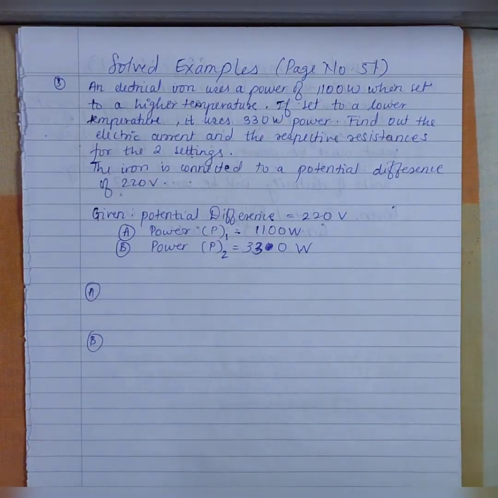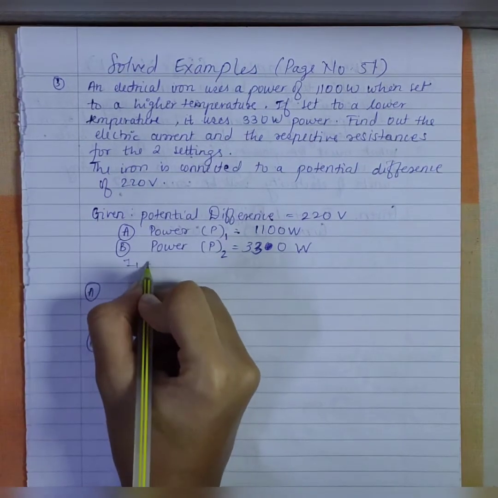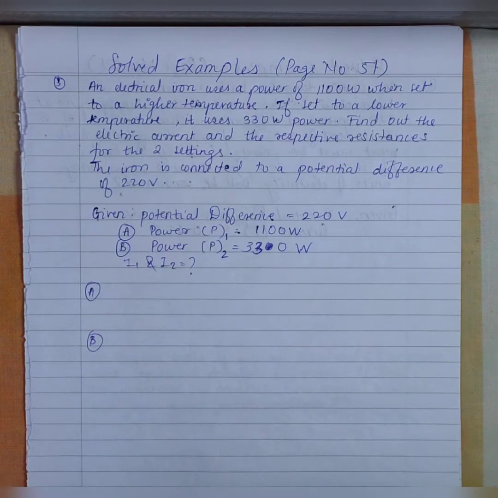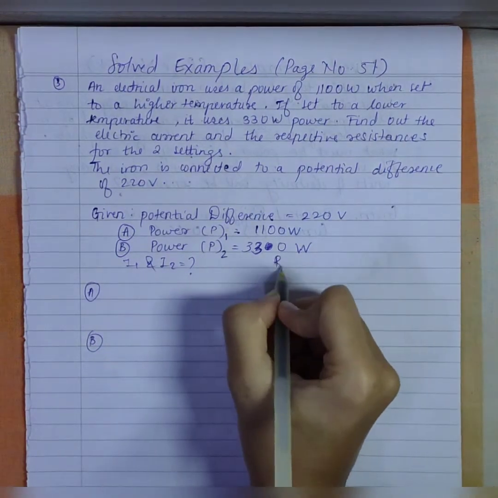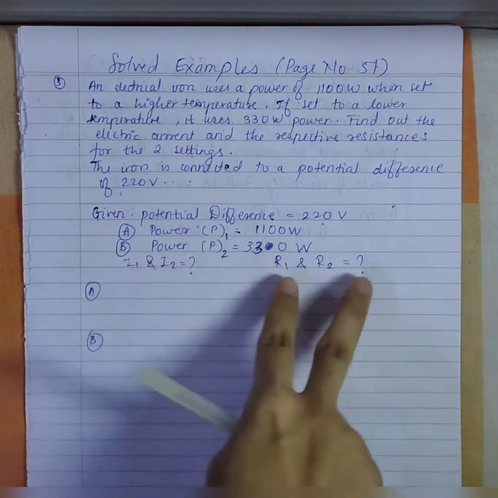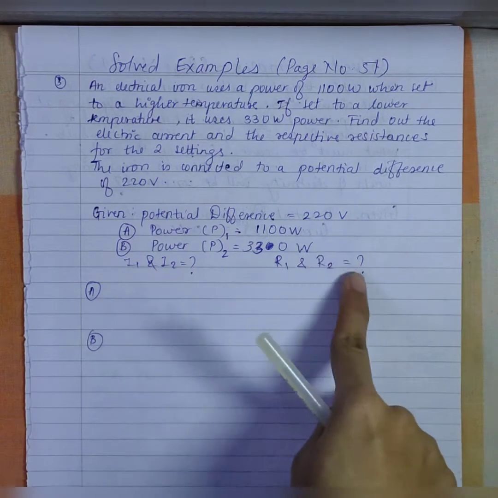What have they asked you to find? Find out the electric current, that is I1 and I2 is equal to what? Also their respective resistances, that is R1 and R2 is equal to what? So you need to find these four things: I1, I2, R1 and R2.